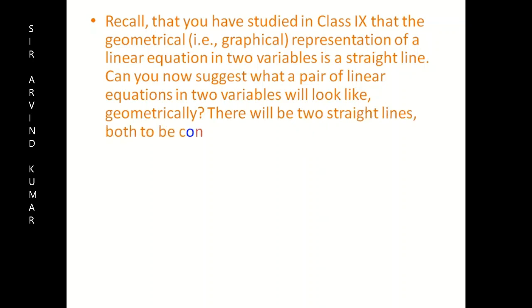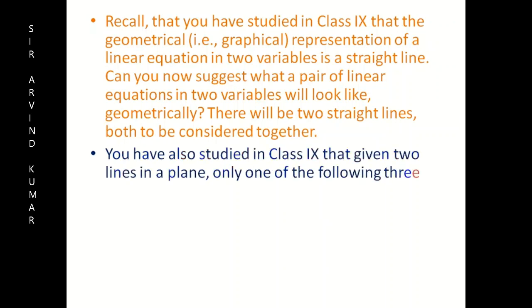Can you suggest what a pair of linear equations in two variables will look like geometrically? Obviously, there will be two straight lines. If we have three equations, then three straight lines, and these lines will be considered together. You have also studied in class 9 that given two lines in a plane, only one of three possibilities can happen. Just pause the video for 2 minutes, try to recall these three possibilities and write them down in your copy.